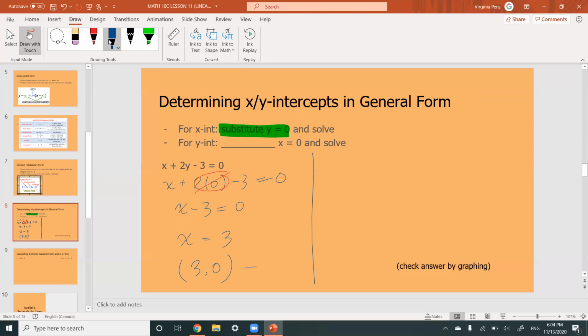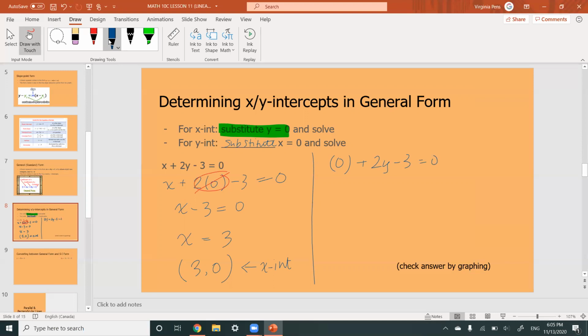When we're looking at this, I should label it. When we're looking for the y-intercept, we just do the same thing. We substitute x is equal to 0. So over here we have x is equal to 0 plus 2y minus 3.